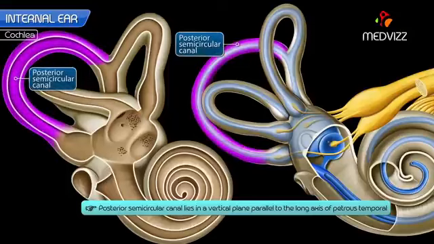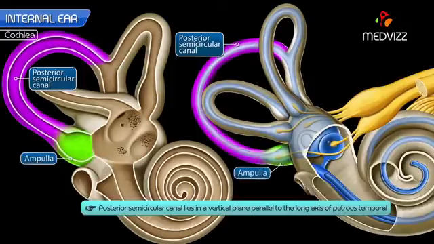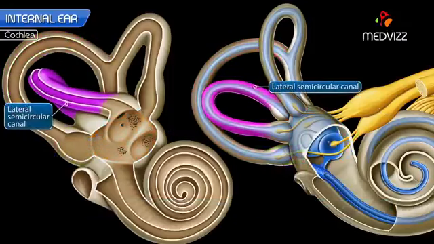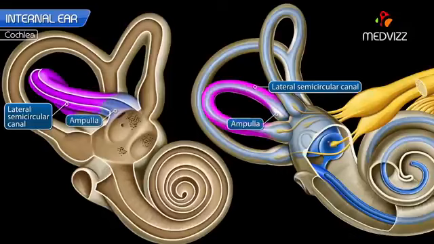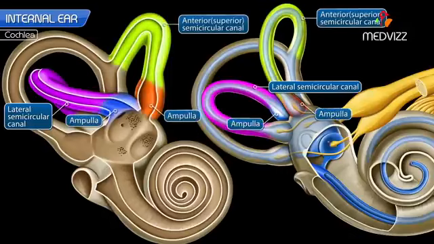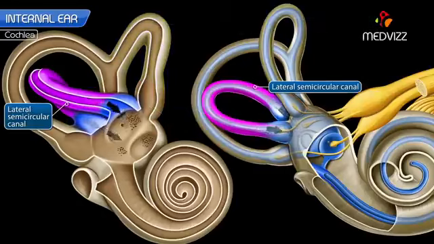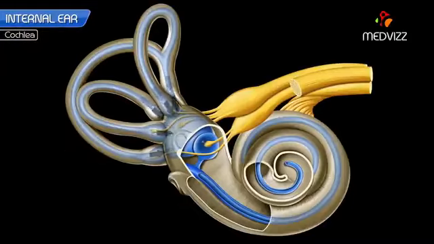The posterior semicircular canal also lies in a vertical plane parallel to the long axis of the petrous temporal. Its lower ampullated end communicates with the vestibule and is innervated separately by a branch of the vestibular nerve. The lateral semicircular canal lies in the horizontal plane. Its anterolateral end is ampulated and lies close to the ampulated end of the anterior semicircular canal. Both the ends of this canal open directly into the vestibule. Thus, 3 semicircular canals open into the vestibule by 5 openings.